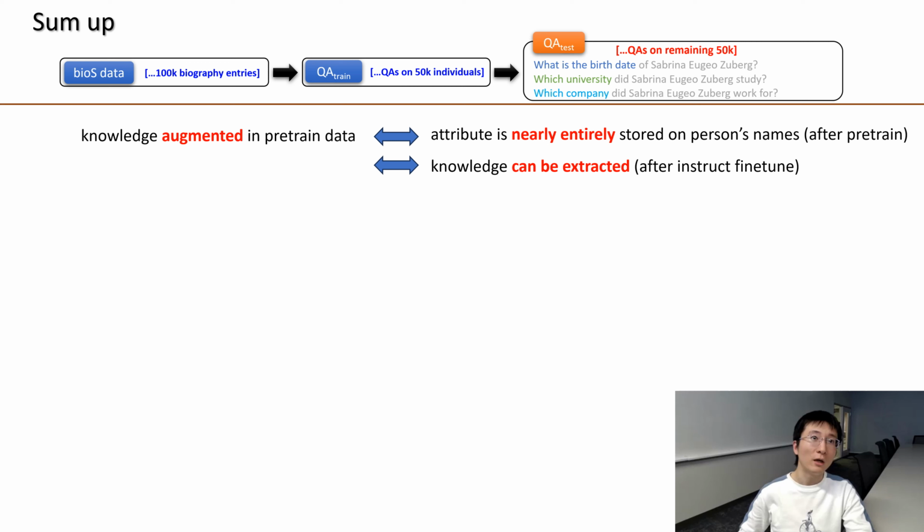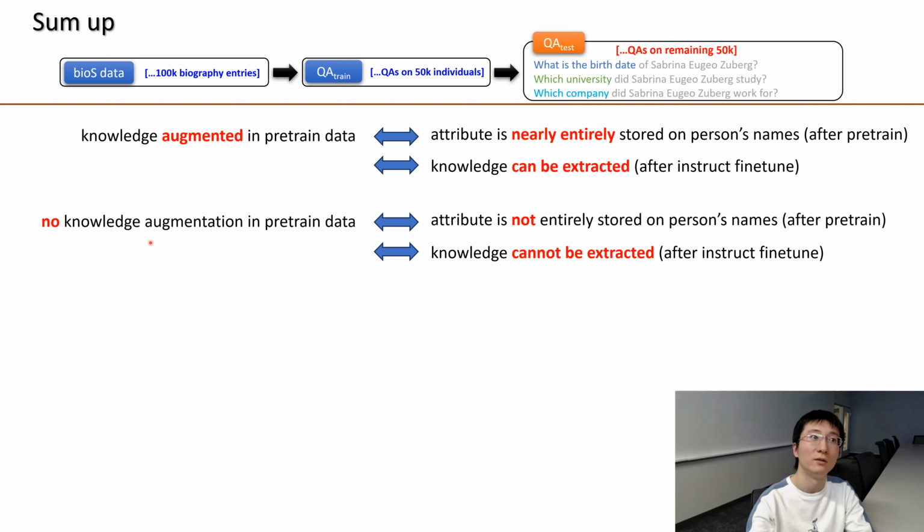To sum up, so far I have shown you that whether or not knowledge has been augmented in the pre-trained data implies whether or not the knowledge is nearly entirely stored on the person's name after the pre-training process, and this implies whether or not the knowledge can be extracted after instruct fine-tuning. The reverse is also true. If knowledge is not augmented in the pre-training process, then the attribute will not be entirely stored on the person's name, and the knowledge just cannot be extracted after fine-tuning. This is the conclusion so far.